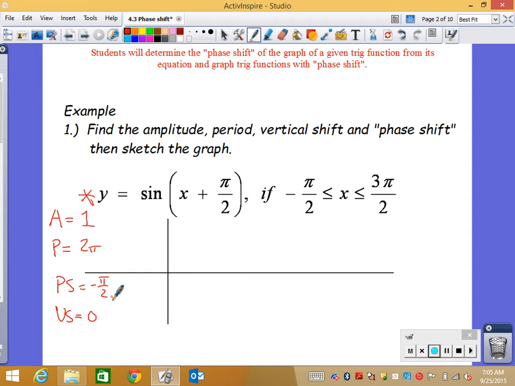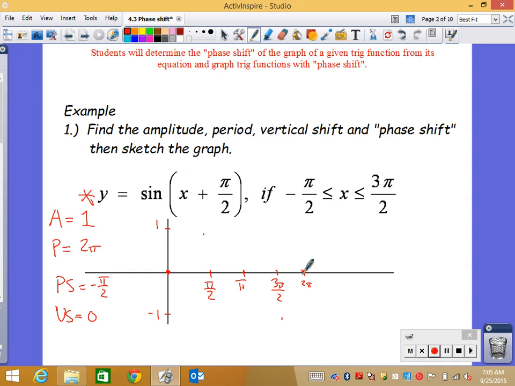So let's graph the parent sine function just to clarify what we're doing. My amplitude is 1, so between 1 and negative 1, I have my 4 key points because I have my normal period. So pi over 2, pi, 3 pi over 2, and then 2 pi. And my parent sine function would be here, here, down here, and right here.